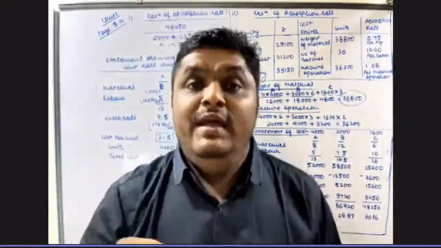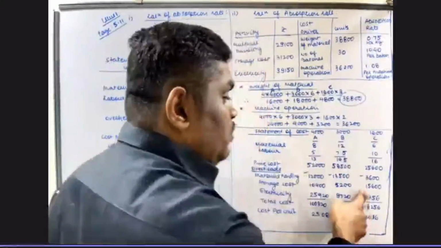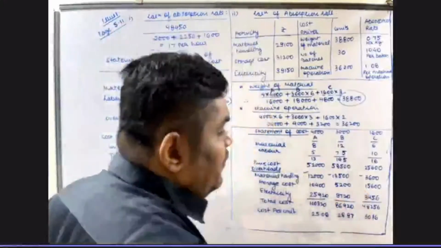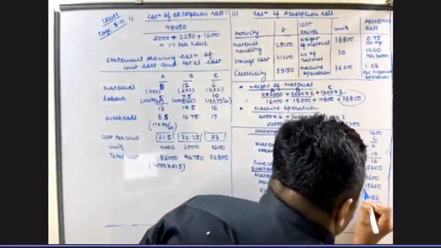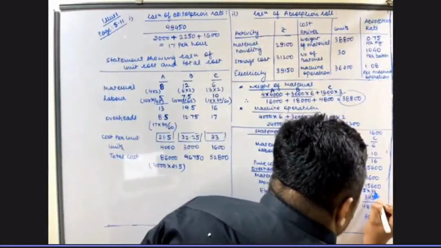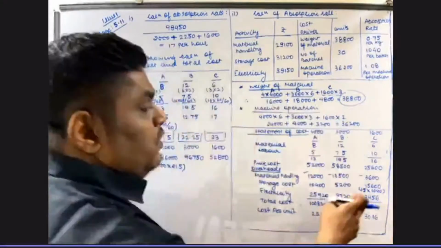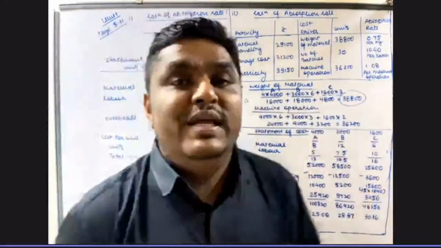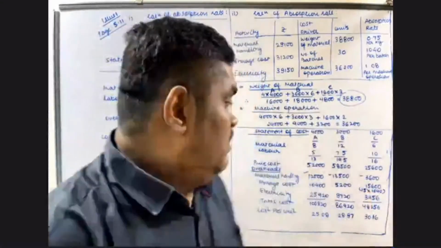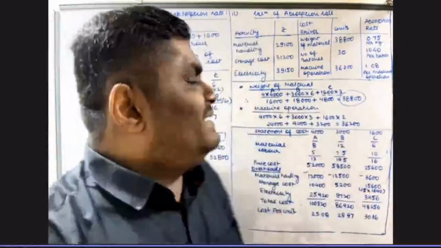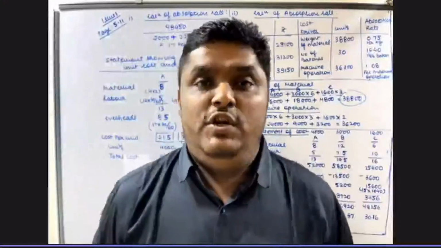And for C, there are total 15 batches. Total kitne batches hai? 15 batches hai for C. There are 15 batches for C and the cost per batch is 1040. So this is how I got 15,600. Now the last part is electricity. It is dependent upon machine operation.